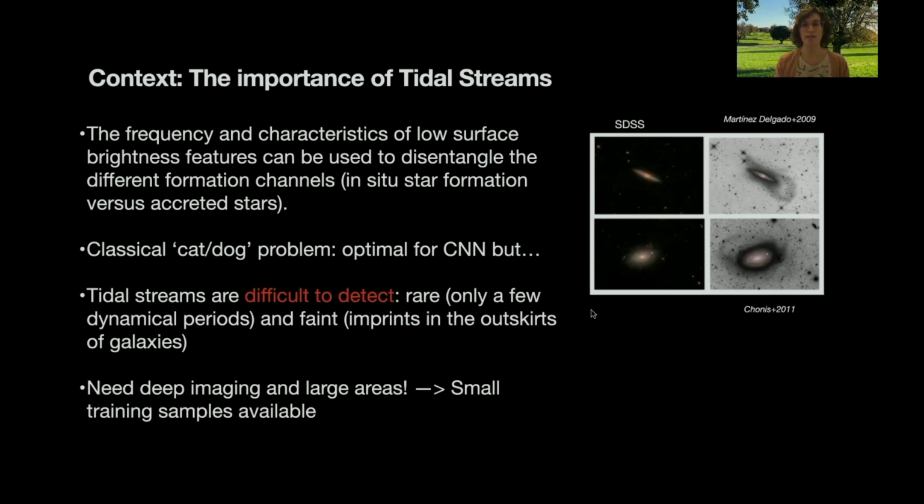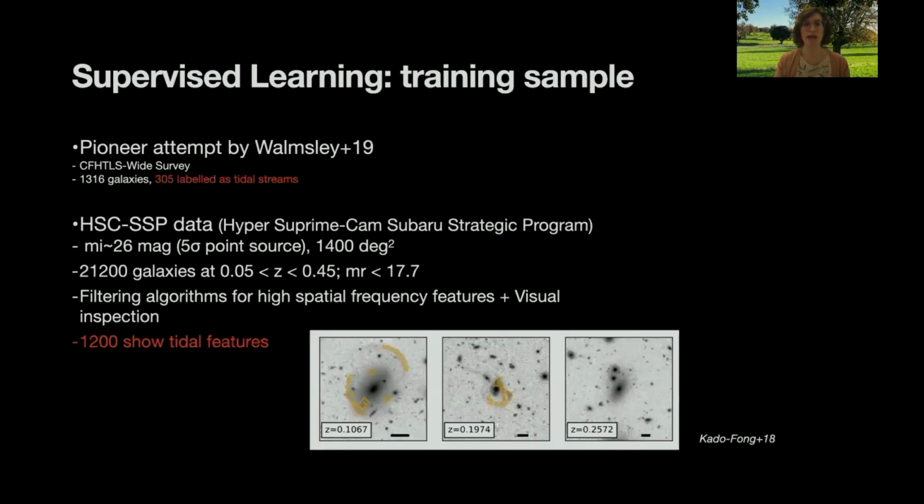They are rare because they last only a few dynamical periods, and they're faint because they leave their imprints in the outskirts of galaxies. Therefore, we need deep imaging and large areas, and so far, very small training samples are available. A pioneer attempt was done by Walmsley in 2019, but the authors only had 300 galaxies labeled as tidal streams. In this project, we're using HSC data, which reaches 26 magnitude over 1400 square degrees.